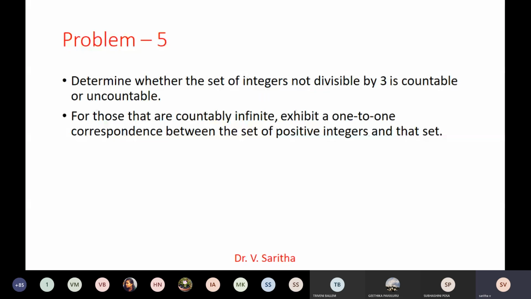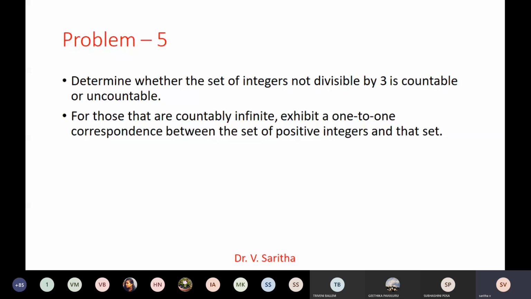So let me say 1, 2, 4, 5, right? These are not divisible by 3, isn't it? Then 7, 8. Besides the multiples of 3, I can consider the rest of the values, right? And because we are talking about integers, it could be a positive integer or a negative integer, so both will be included. So I can say -1, -2, -4, -5, like this. Obviously because the set of integers is itself uncountable, the set of integers not divisible by 3 also is uncountable, isn't it? Yes. So the answer for the first question is uncountable.